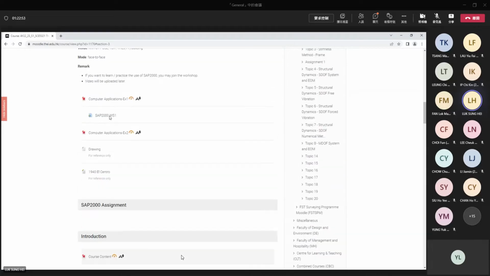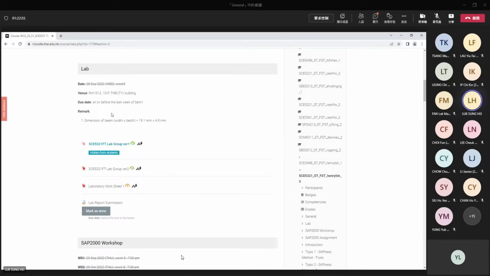Same as the lab report. You can submit your lab report before the end of the semester. Okay, but if you have time, I suggest you do this earlier. Don't wait for the last minute.